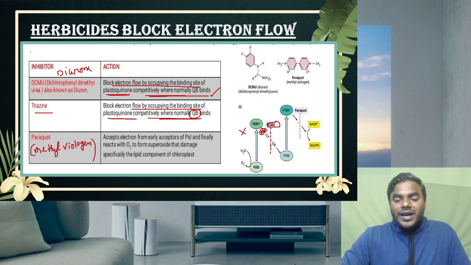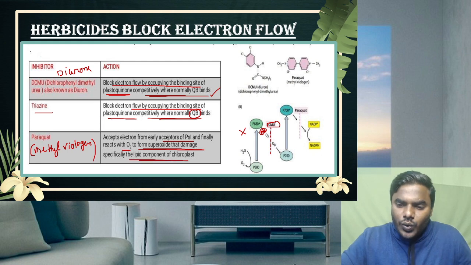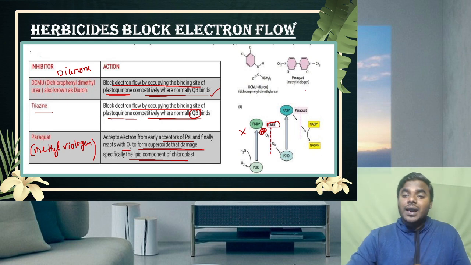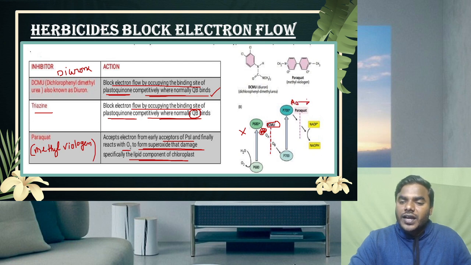What kind of action can it show? It accepts the electrons from early acceptors of PS1 and finally reacts with O2 to form superoxide that damages specifically the lipid component of the chloroplast. Otherwise, you just keep it in your mind. Paraquat. You remember, friends, from P700, who is going to accept the electron? A naught. After A naught, A1.